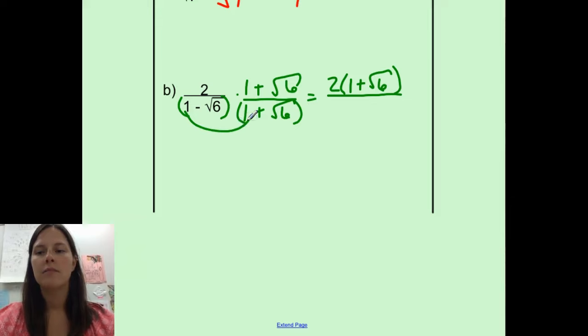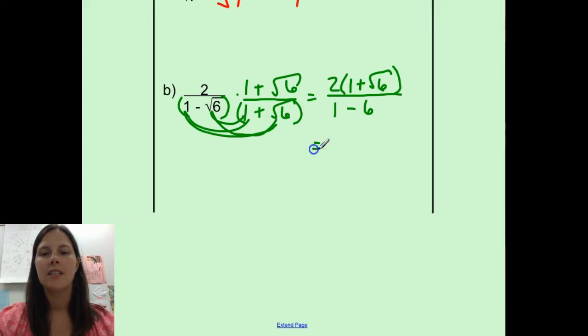1 times 1. 1 times positive root 6 will cancel with 1 times negative root 6. And then negative root 6 times positive root 6, again, those radicals will cancel. We'll be left with a negative 6. Simplifying my denominator, 1 minus 6 is negative 5.